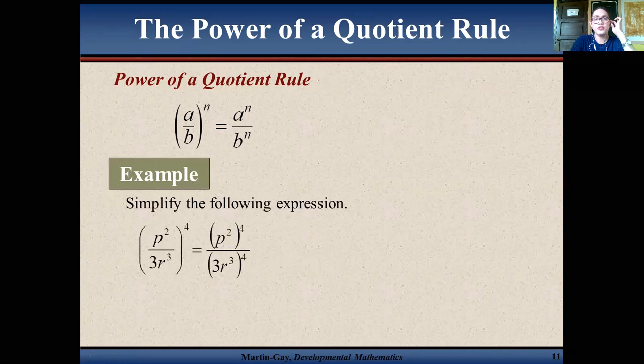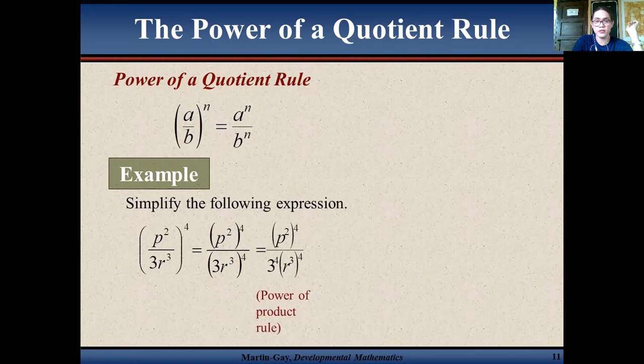So this one, as you can see, (p squared) close quantity to the power of 4, and then (3r cubed) close quantity raised to 4. Applying the power of product rule, you can just multiply it. You can distribute the fourth power to the denominator. So you have 3 to the power of 4, r times the quantity of r cubed close quantity to the power of 4, applying the power rule for the denominator and numerator.